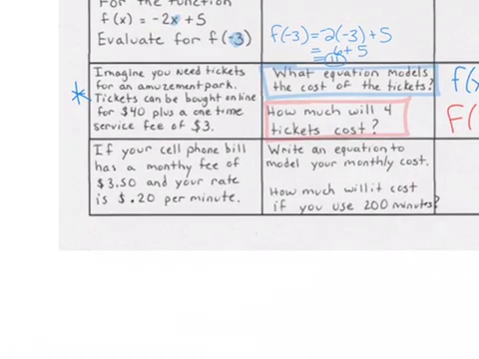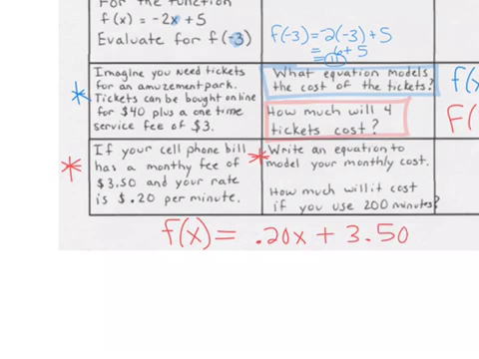The last one here is very similar. If your cell phone bill has a monthly fee of $3.50 and your rate is 20 cents per minute, the first part of the question wants me to come up with an equation. We've got to use this function notation. So f(x) equals, I'm going to say 0.20x because it's 20 cents per minute, plus $3.50. That's that flat fee of $3.50.